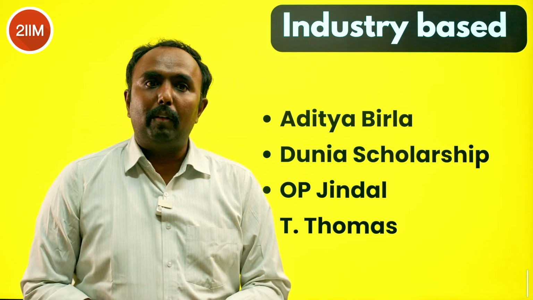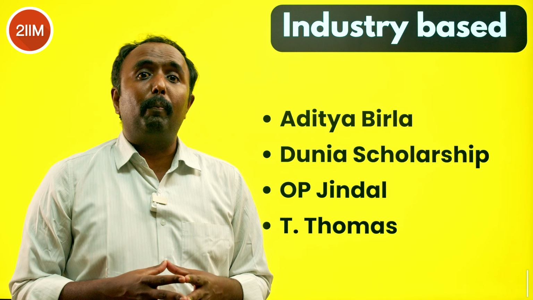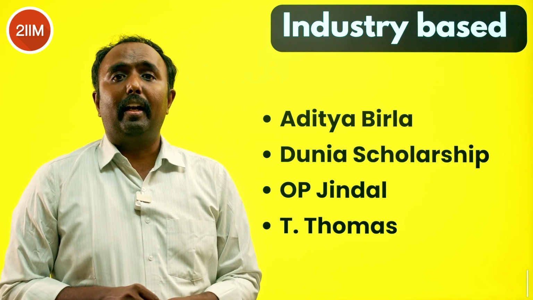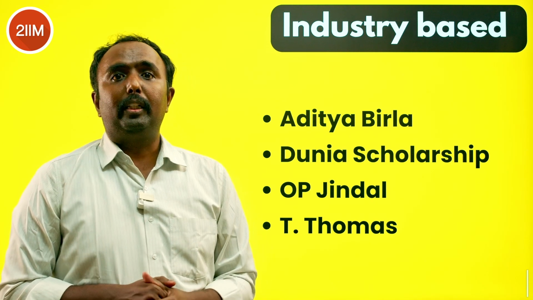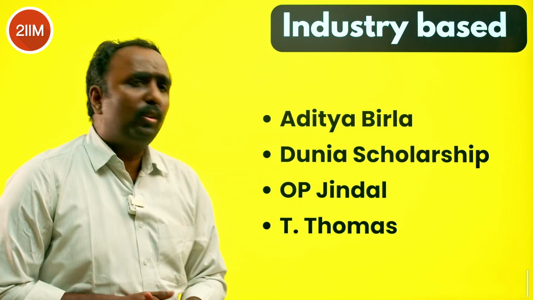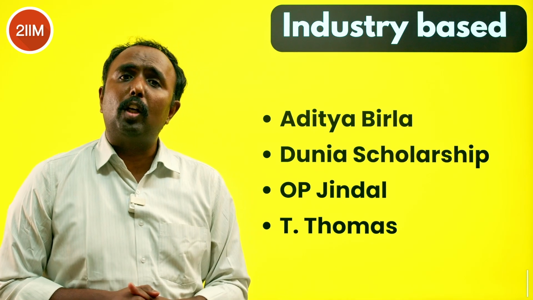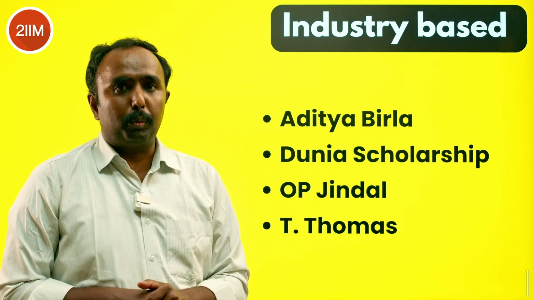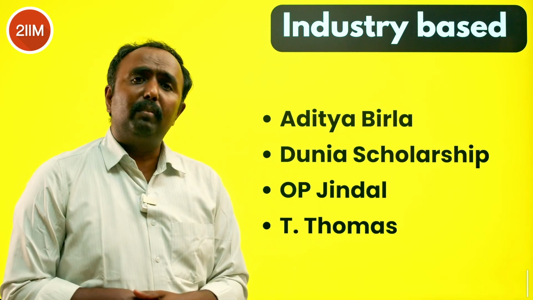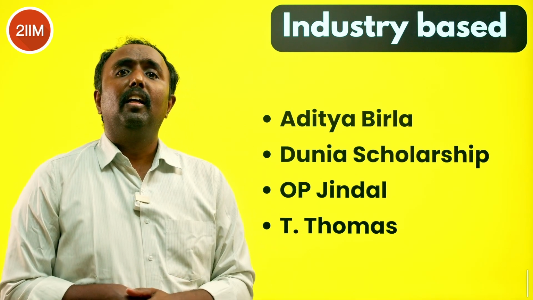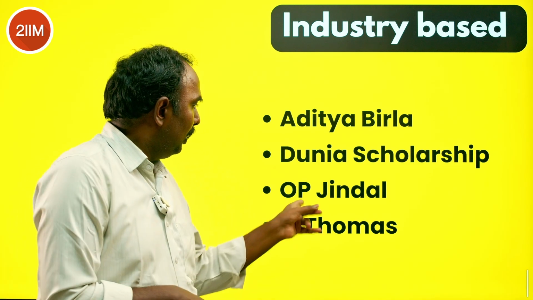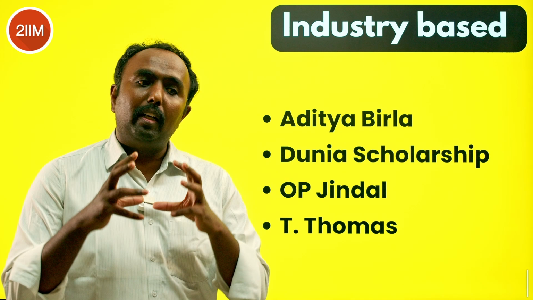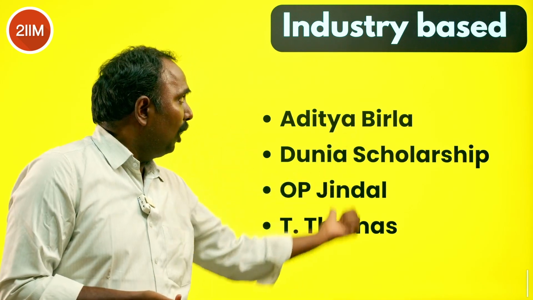The first one is Aditya Birla. They give as good as 1.75 lakhs per annum. So that means in 2 years you can actually get 3.5 lakhs, and they give it to 3 students. Second is Dunia Scholarship. This is a Dubai based organization. They give 1 lakh per year for one student. OP Jindal, they give 1.5 lakhs per year for 2 students, and T Thomas gives 1.5 lakhs per year for 3 students.